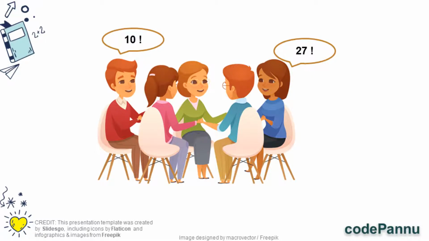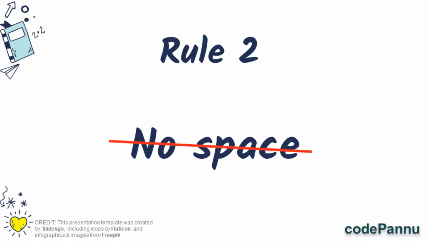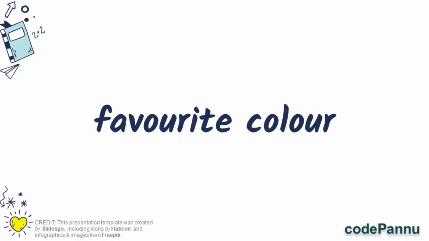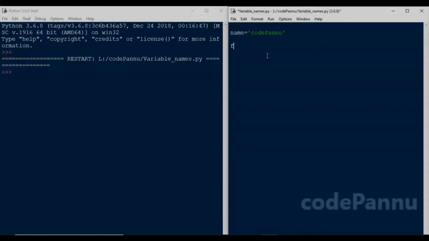Okay, now let's go to rule number 2. Spaces are not allowed in the name. Let us see an example. So I want to create a variable for my favorite color. So I write favorite and space color equal to, within single quotes, I write red.